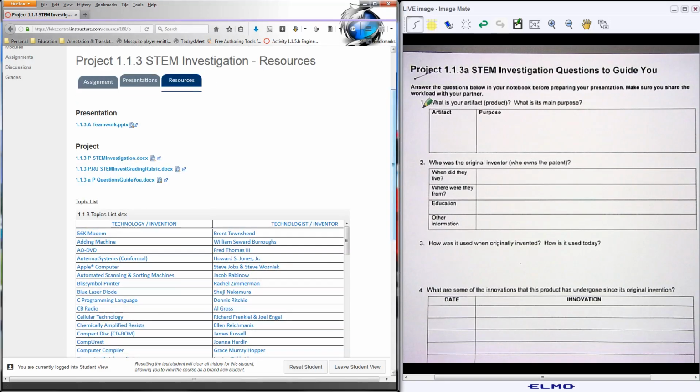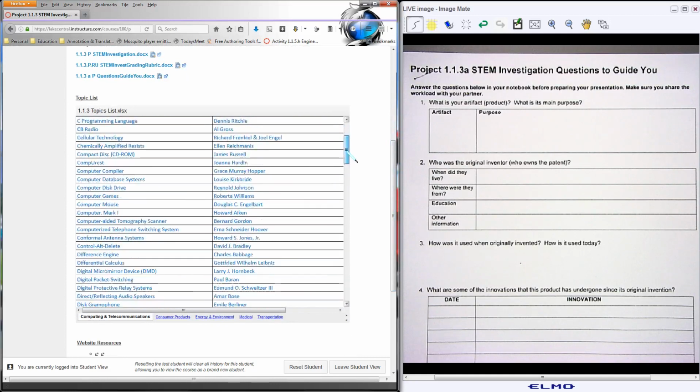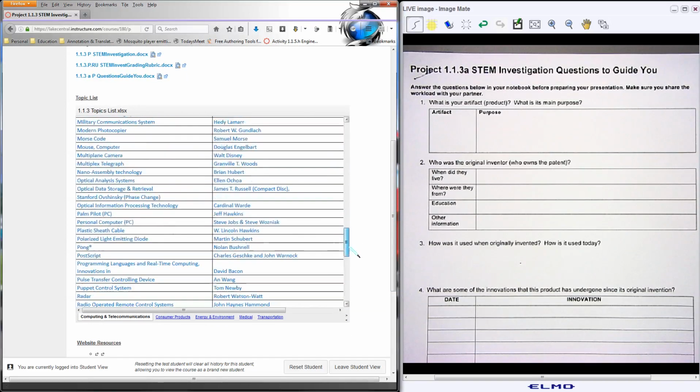So for this assignment, you're going to access a different technological artifact that you'll research. And on this investigations questions to guide you sheet, there'll be 9 questions that you'll be asked to answer. The first question is going to ask you about a technological artifact and what is its main purpose. So from this topic list here, you're going to pick a technology to research.